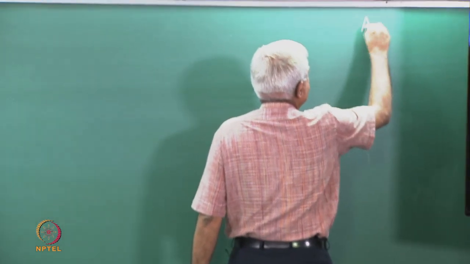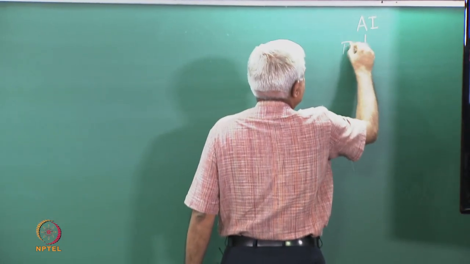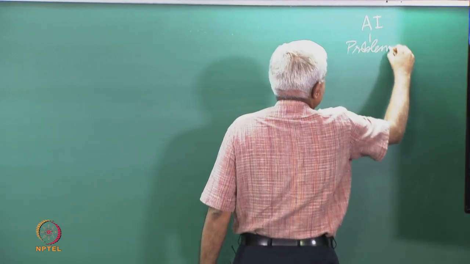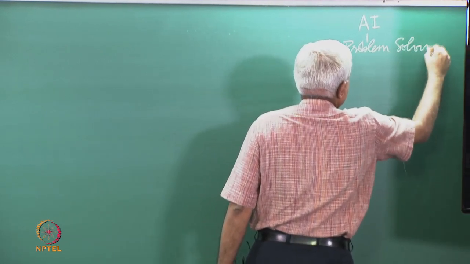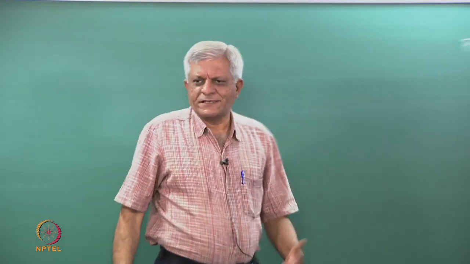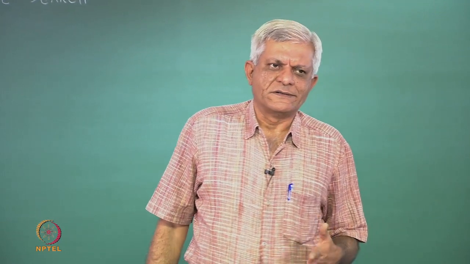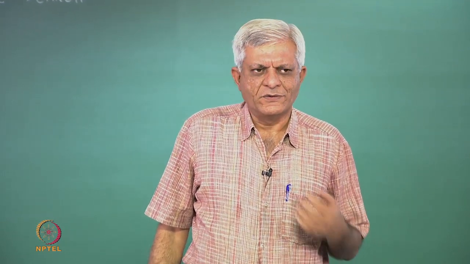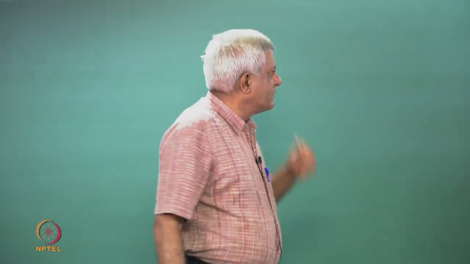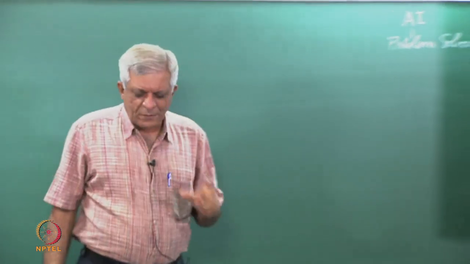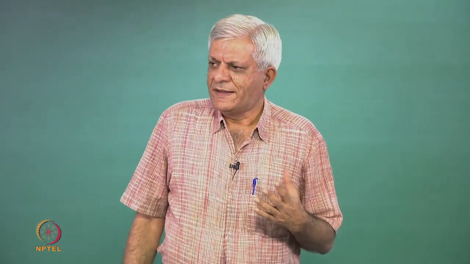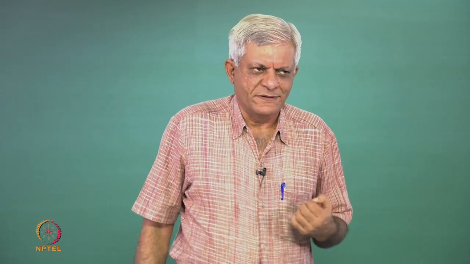So, we are looking at one aspect of AI, which we will call problem solving. As we said, there are many other aspects that we will not cover in this course, for example, learning or using experience or reasoning with knowledge. We will focus on problem solving, and by problem solving we mean that the agent is in some situation and wants to be in some desired situation.